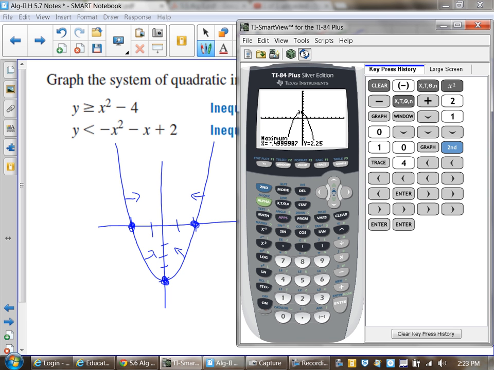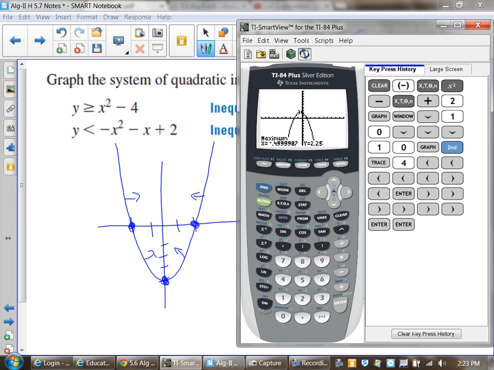Now, it's giving me a weird decimal of negative 4.99999. What is that? Negative 4.5. Wait, where are you right now? Can you do second trace? Second trace, then hit maximum, I think it's number 4. And then move your boundaries left and right of the vertex.